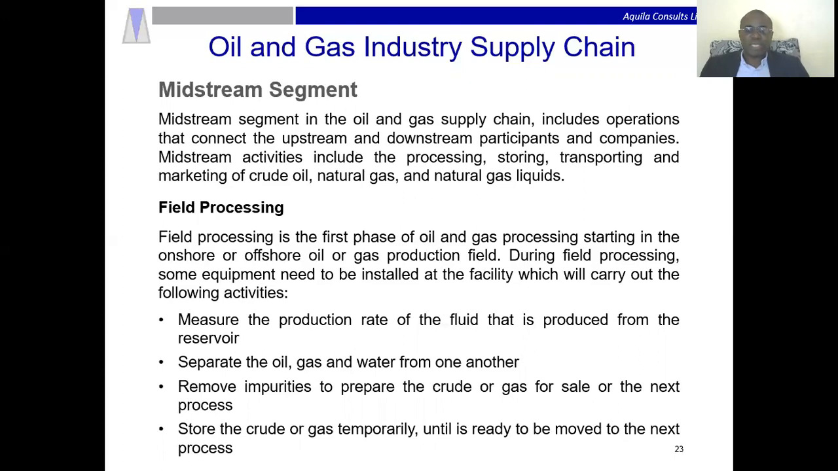In terms of processing, you need to install some equipment to process the fluid, because what you actually have now is still a fluid, it's not yet oil or gas. It's that fluid that you process, and the processing activities include: one, measuring of the production rate of the fluid as obtained from the reservoir; two, separation of the oil, gas, water, and other constituents from one another; three, removal of impurities so that you can prepare the crude oil or gas for sale in the next process; and four, the storage of the crude oil or natural gas before you move it on to the next segment.